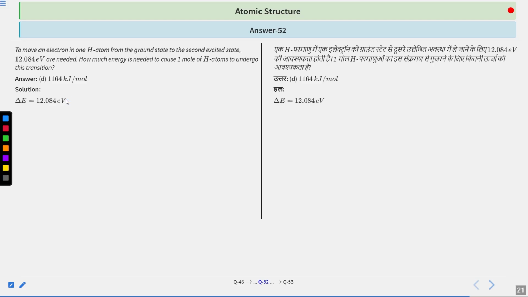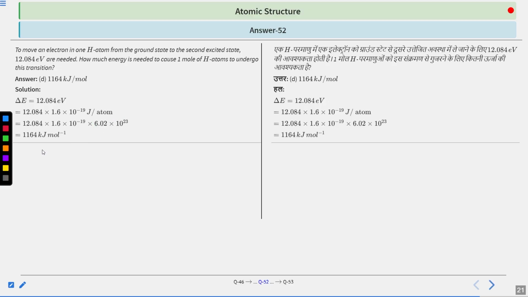So delta E is given as 12.084 electron volt. You will convert this into joule. This is given for one atom, so you will simply multiply it by 1.6 into 10 to the power minus 19, which is the charge on the electron. So this will be the energy required in joule per atom. Now for 1 mole, we will multiply the same value by 6.02 into 10 to the power 23. The value that comes will be your answer, which is simply 1164 kilojoule per mole. So this is your correct answer.